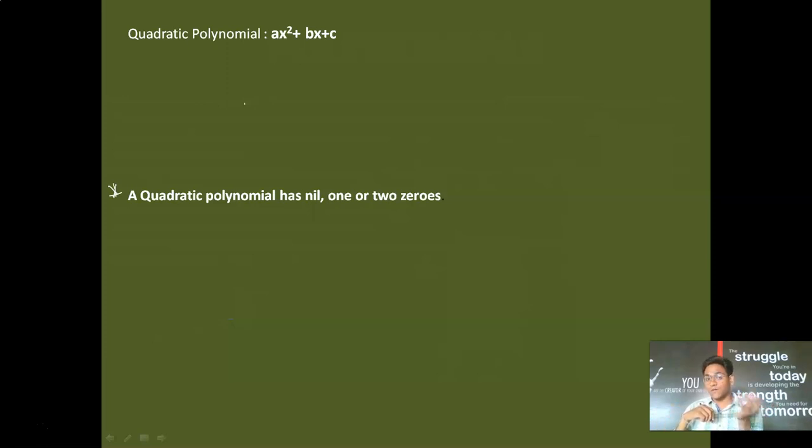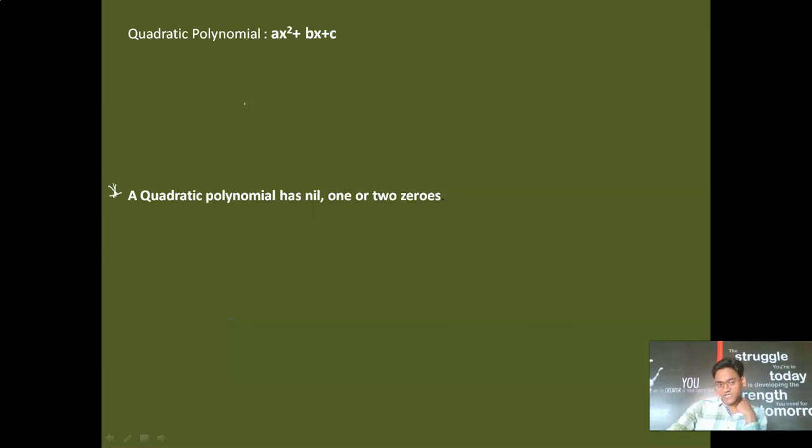Okay, a quadratic polynomial has nil, 1 or 2 zeros. So if the question comes: what are the number of zeros, what are the minimum number of real zeros a quadratic polynomial can have, your answer is 0 or no zero. Okay, same meaning. And what is the maximum number of zeros a quadratic polynomial can have, your answer is going to be 2 zeros. Clear students?